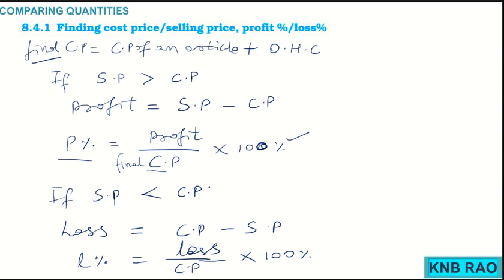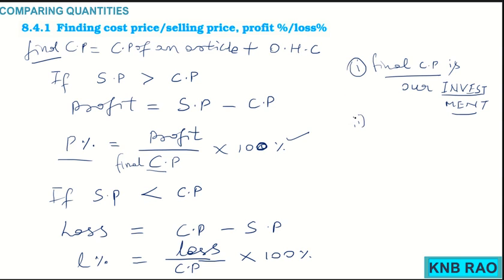If selling price is less than cost price, that means our investment is more than what we have got as returns. So, final cost price is our investment. This is one important thing. Second important thing we have to understand is that selling price is our return.